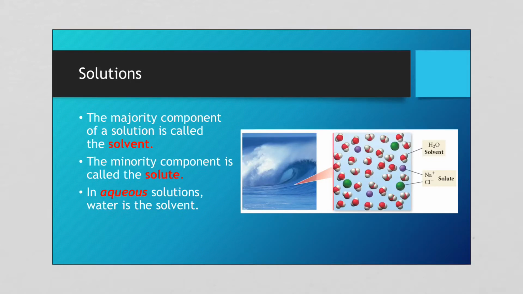Now, in order to understand solutions, we first have to introduce some vocabulary. So, when we think about a solution, it is a mixture, of course, and that mixture has two parts to it. We have what's called the solvent, and this is simply the majority component, or the component that we have the most of. The solute is the minority component or components. So when we're thinking about a solution, we can only have one solvent, but we could potentially have many solutes.